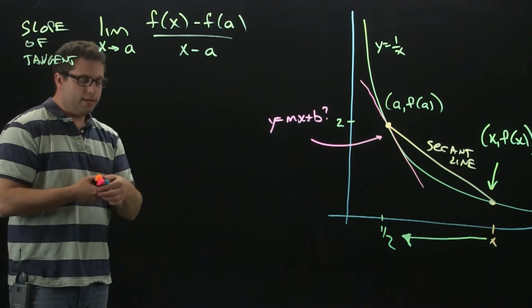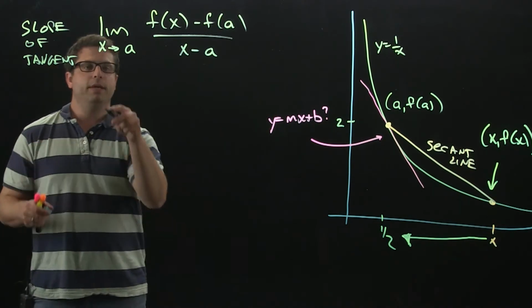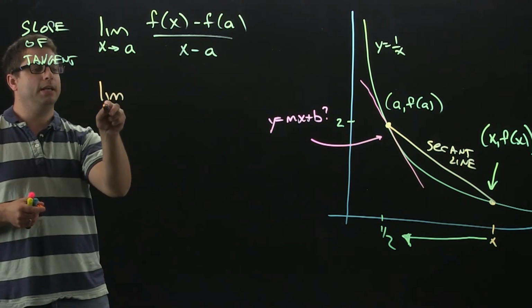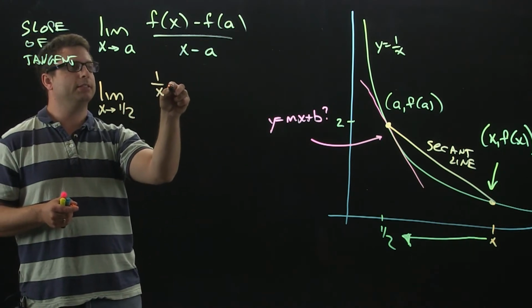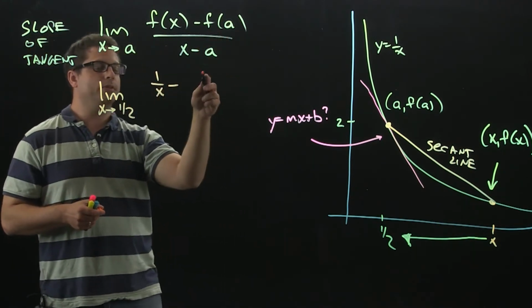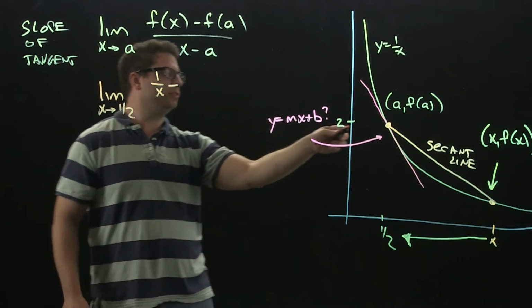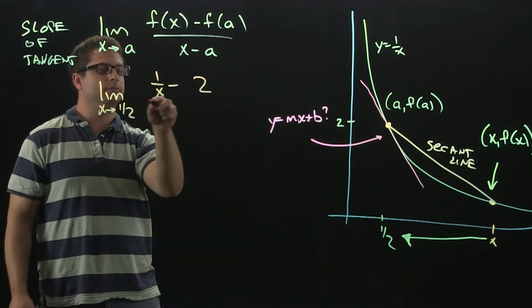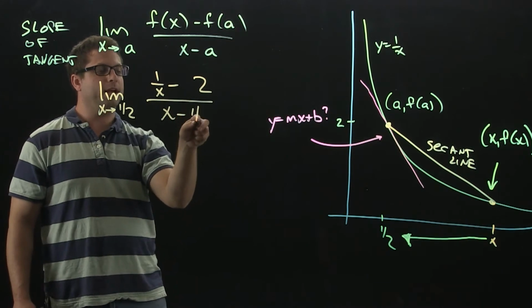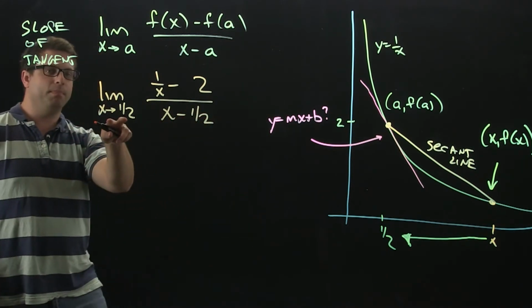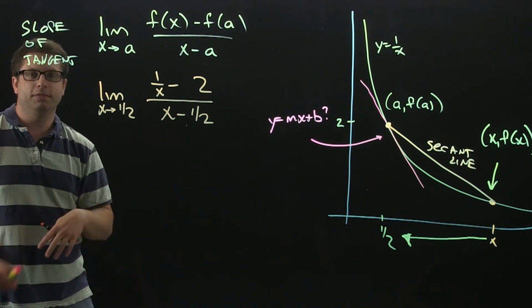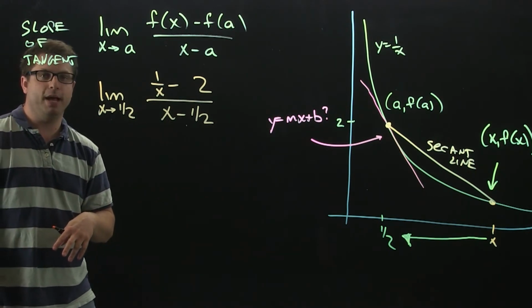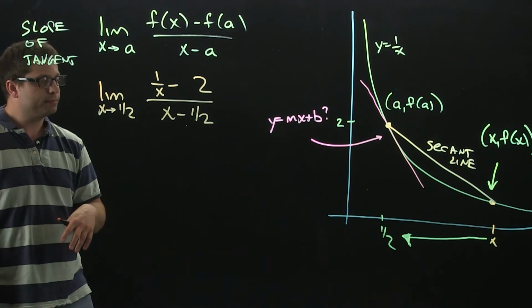Okay, so let's put in the specifics now. We have the limit as x approaches 1/2. Now f of x is 1 over x. f of a, well, this is f of 1/2, which we said was 2. And then x minus 1/2. And you see that when I plug in 1/2, I'm going to get 0 over 0. So there were previous videos talking about how to deal with limits when you have 0 over 0.